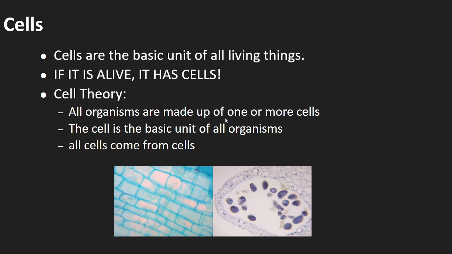It has the same three basic parts, they're just written differently. All organisms are made up of one or more cells. The cell is the basic unit of all organisms, and all cells come from cells, as we reviewed in the last video. If you haven't watched that video yet, please go do it. But this is the basis of the understanding of all things cellular. This is the beginning of all biological knowledge right here, this cell theory. So please make sure you go back and watch video 1 from this series.